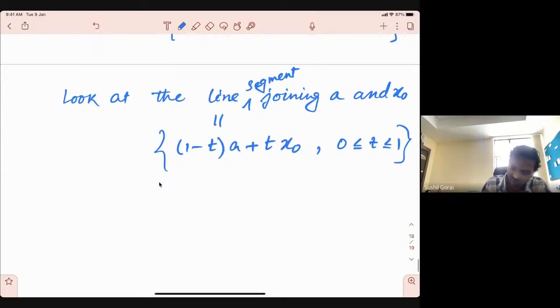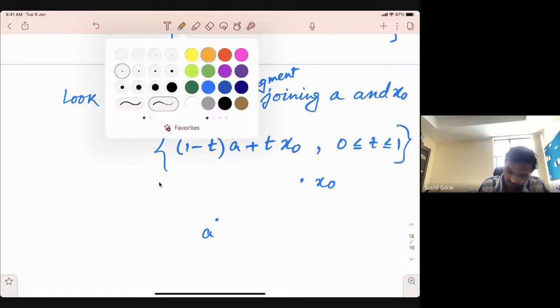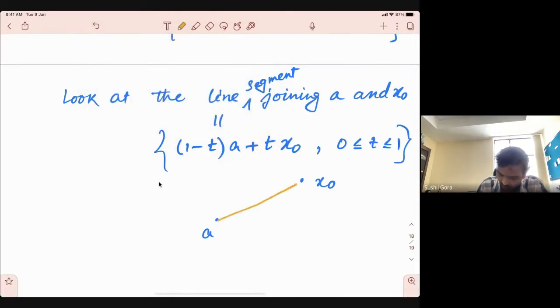You see here, you have A, you have X naught, and you look at the line joining these two. At t equal to 0, you have A, and at t equal to 1, you have this point.